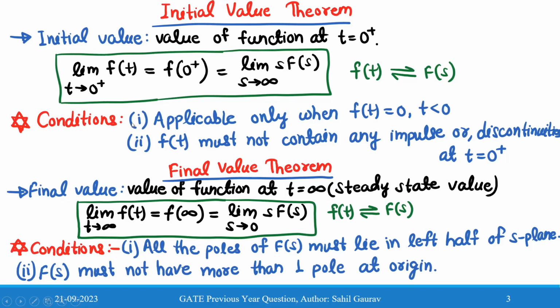One thing we have to mention is that we cannot directly apply the initial value theorem to any function. Some conditions must be met before applying it. The first is that it is applicable only when f(t) is equal to 0 for t less than 0, so it is a positive sided function; for the negative side, it must be 0. The second condition is that f(t) must not contain any impulse or discontinuities at t equal to 0 plus. Both conditions should be met before applying the initial value theorem, otherwise it is not applicable. So this is the initial value theorem.